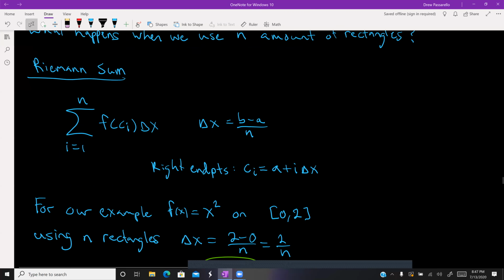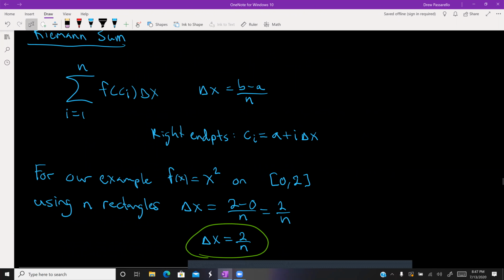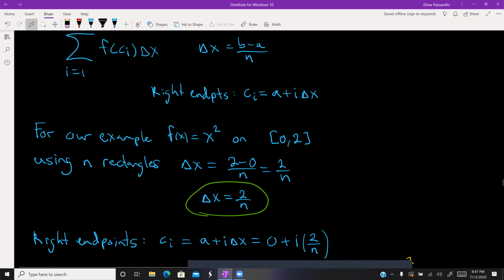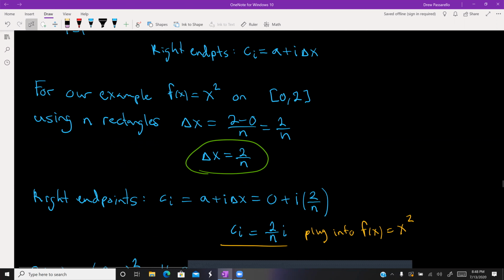So our example was x squared, and we had 0 to 2 as our interval. Now, if we used n rectangles, whereas before we had 4 rectangles, before it was 2 minus 0 divided by 4, which gave us a half. But in this case, it's 2 minus 0 divided by n. So we have 2 over n as our width, and that's for each rectangle, and there's n of them. So I plugged this delta x value, 2 over n, into the formula for the right endpoints, so I can find what is the right endpoint formula.